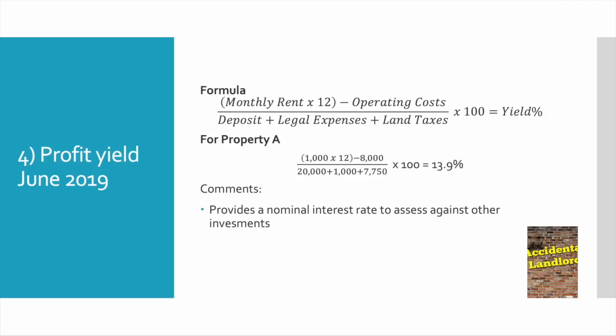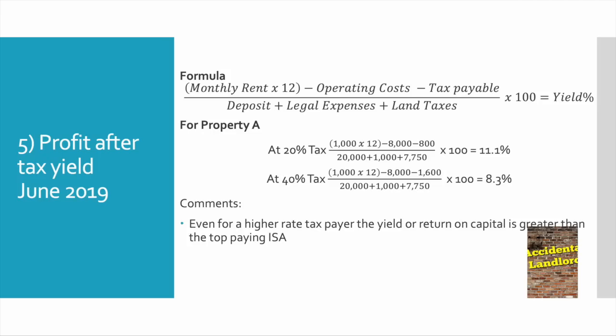put on the screen. However, I then take this one stage further and I look at the property profit after tax yield. Okay, so what I'm doing here is I'm actually putting in my potential tax liability as well. So I really am now saying this is the cash that I'm going to receive. So that's the monthly rent times 12, 12,000 minus 8,000, which is the costs.